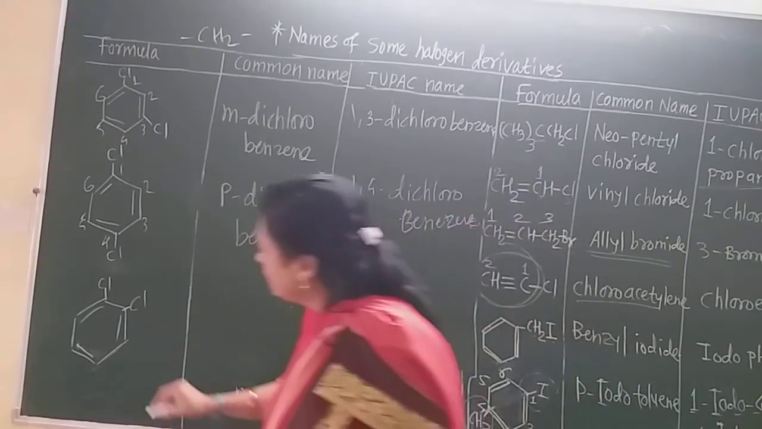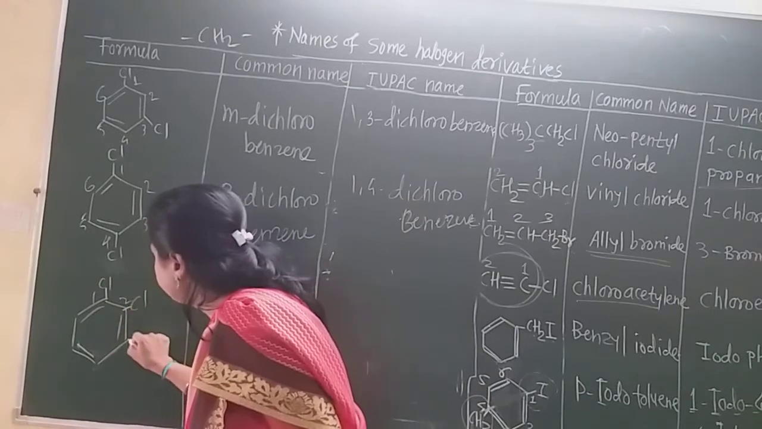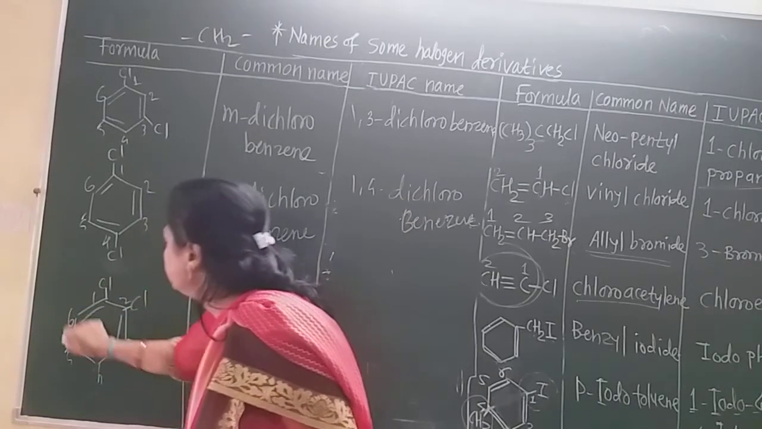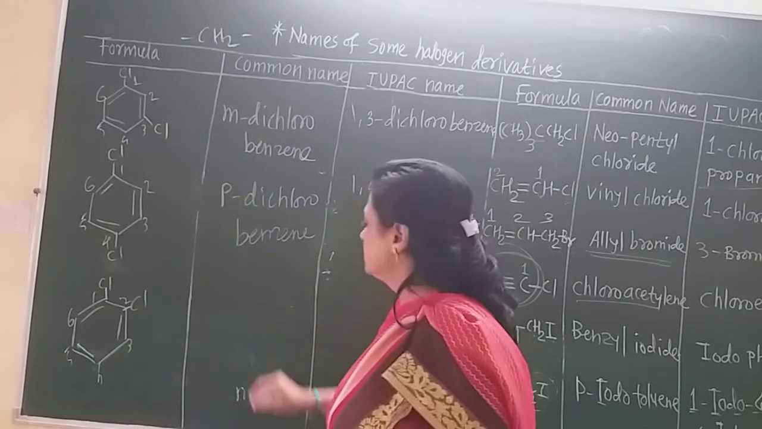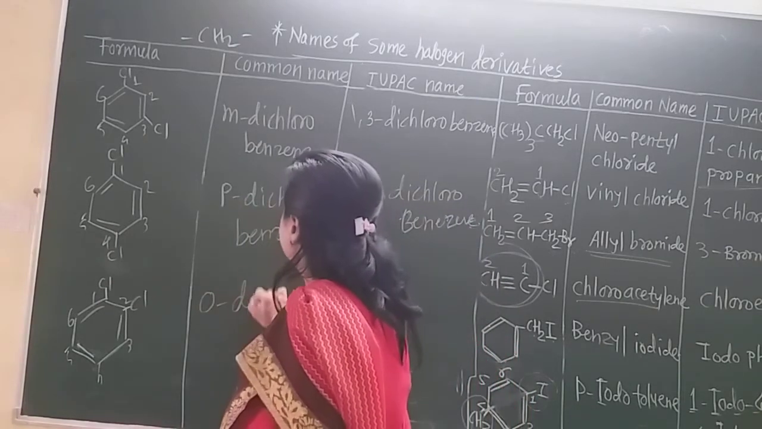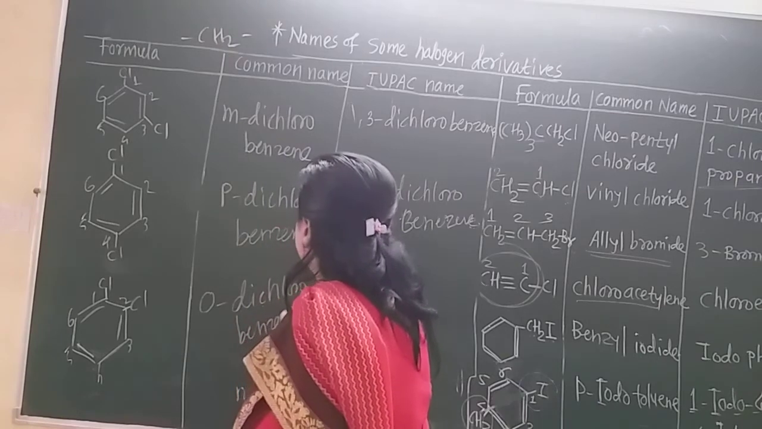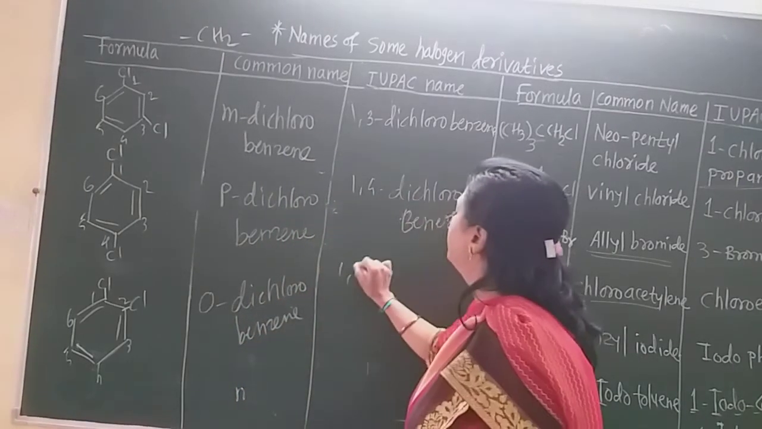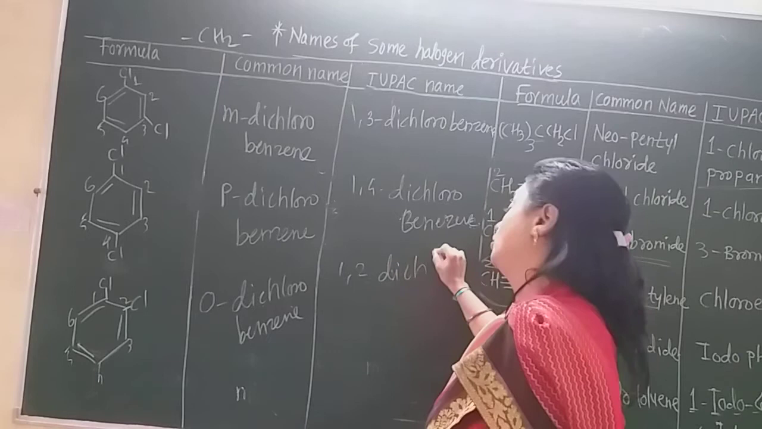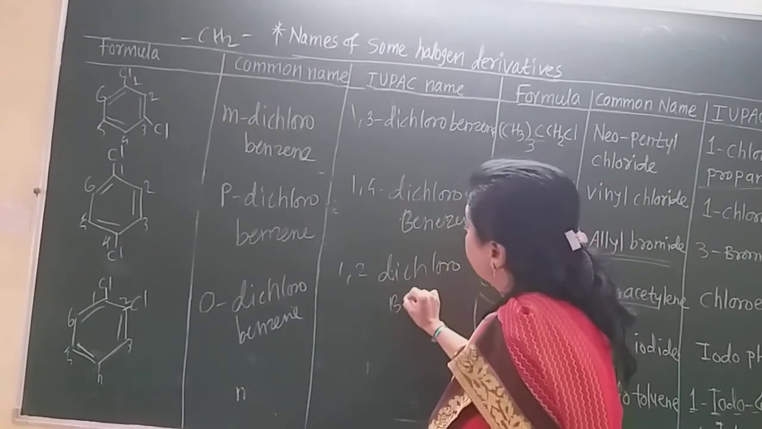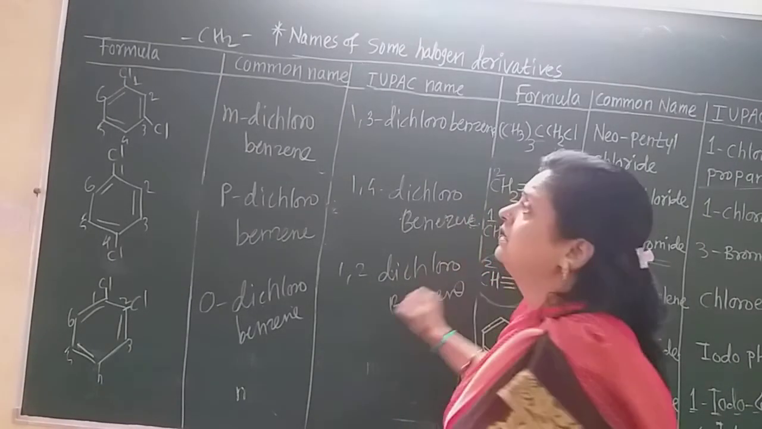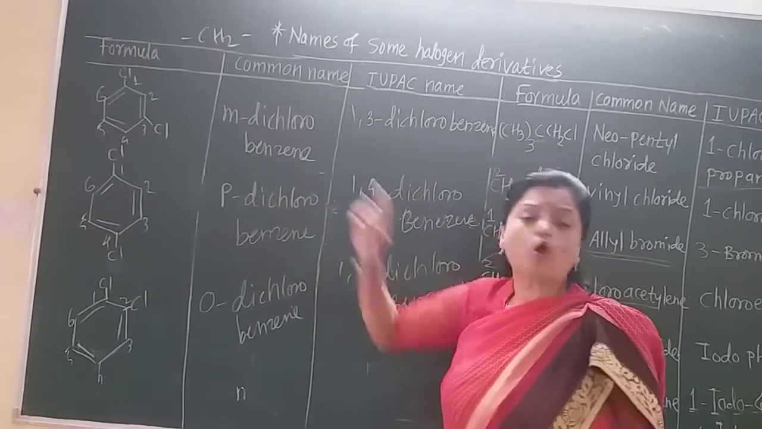Now see here, 1, 2, 3, 4, 5, 6. They are at the ortho position, so it is ortho-dichlorobenzene, and it is also called 1,2-dichlorobenzene. But remember, students, I attached the same type of halogen.